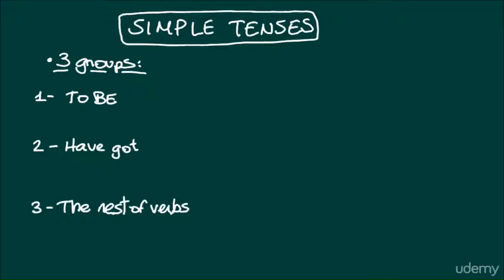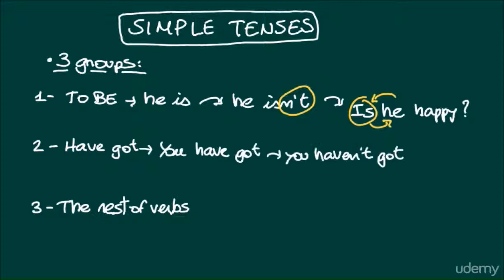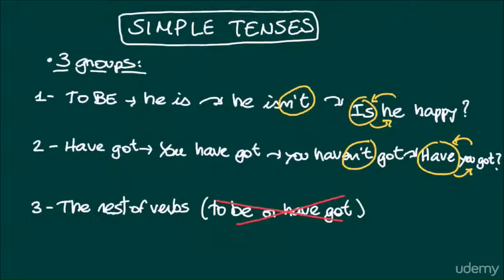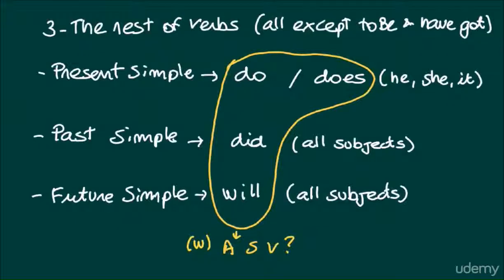We know that when there is the verb to be, we always use it to make the negative sentences and questions. We also know that when there is the verb to have got, we always use it to make the negative and questions. And when there is another verb that is not to be or have got, we need another word or auxiliary to create a negative sentence or question. In present simple, the auxiliary is do or does. In past simple, it's did, and in the future, it is will, but the structure is the same.